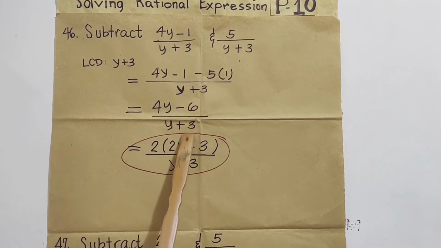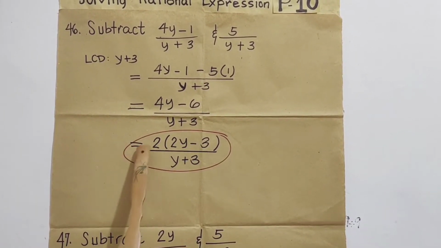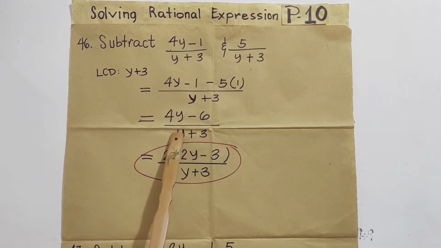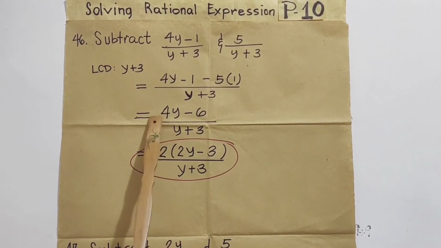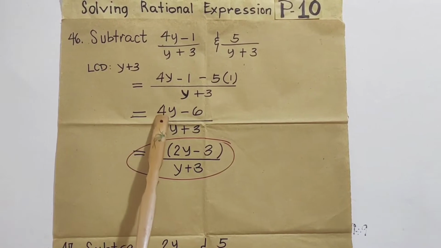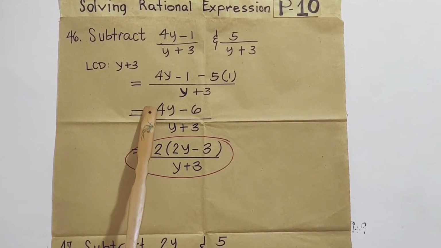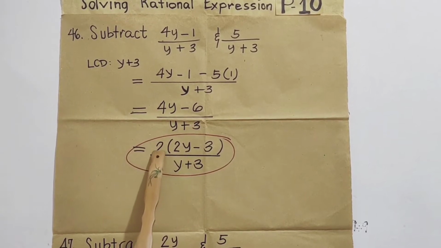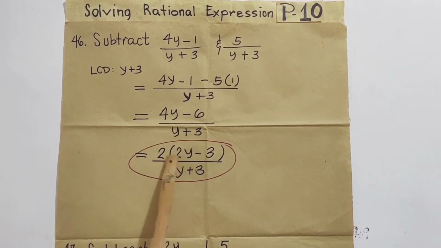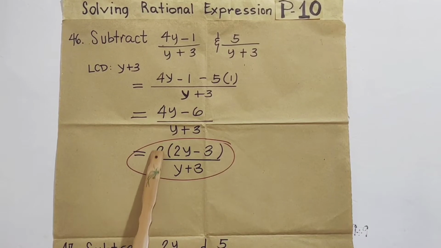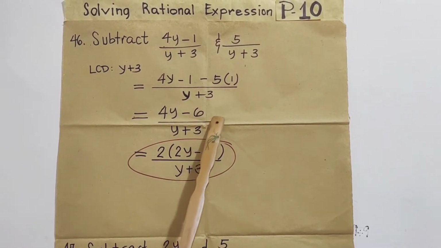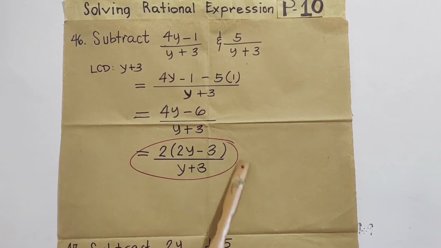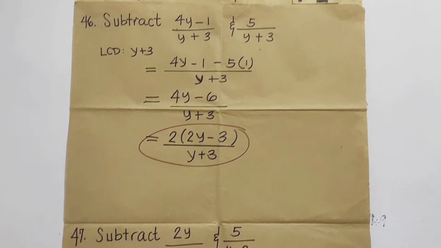Then over, just copy the denominator. Then we factor 4y minus 6. The common factor of 4 and 6 is 2, so we're going to factor out 2. We write the parentheses, and 4y divided by 2 equals 2y, and 6 divided by 2 equals 3. Just copy the denominator. So this will be our final answer.